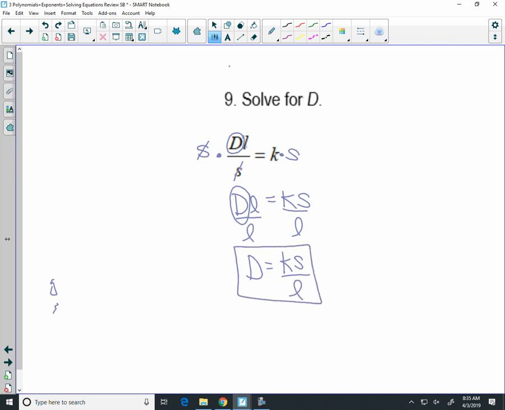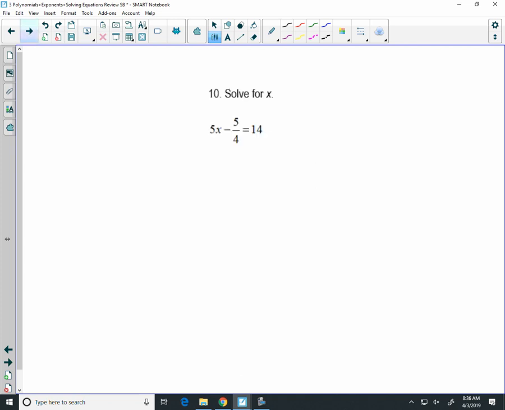Don't get freaked out by multiple variables. You can all solve equations that are much more complicated than this. So just think about, what would you do if it was a number? Pretend it's a 5 instead of an s. What would you do with that? Pretend it's a 1 instead of an l. What would you do? How would you move it? Okay, a couple more.